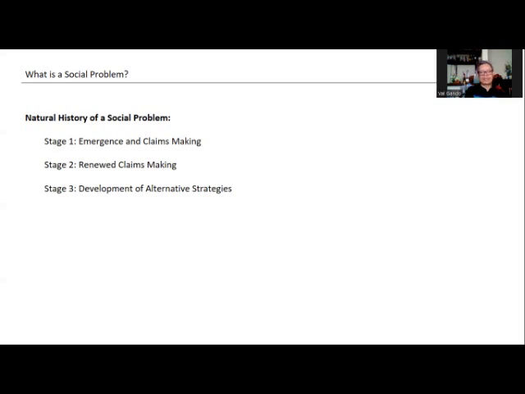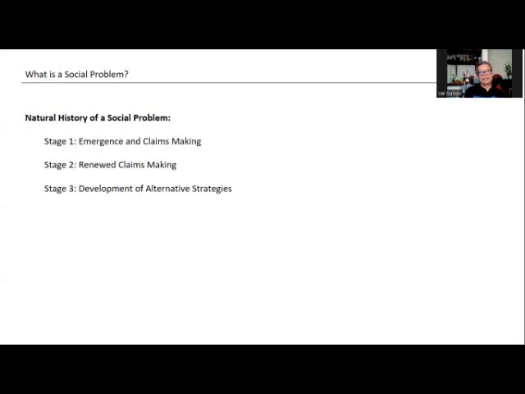The second stage is renewed claims making. This stage may involve a fair amount of tension between the social change groups and the targets of their claims. From the story of Julie, renewed claims making was done when the community group mobilized to the local government offices and private resource institutions anew to formally submit their demand for resources to resolve the social problem.